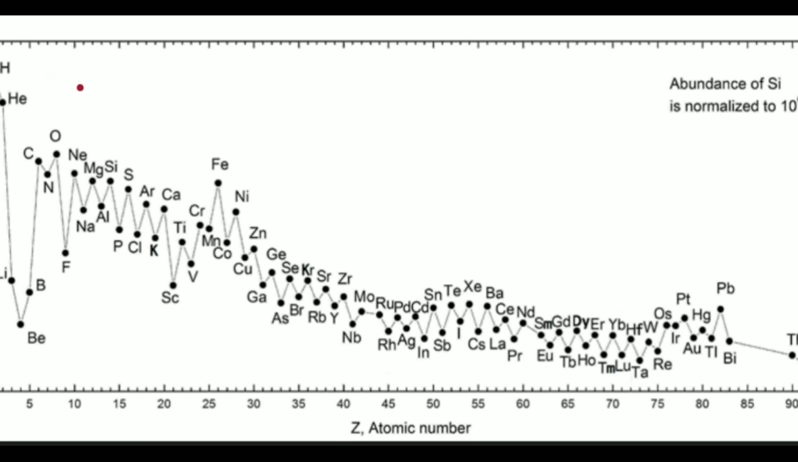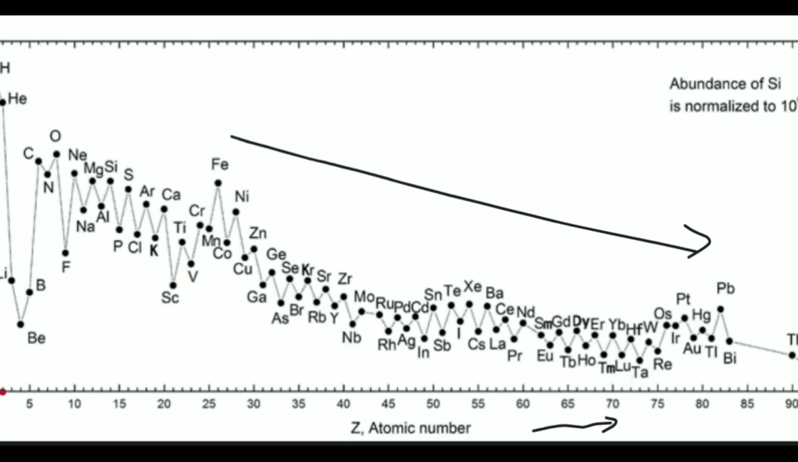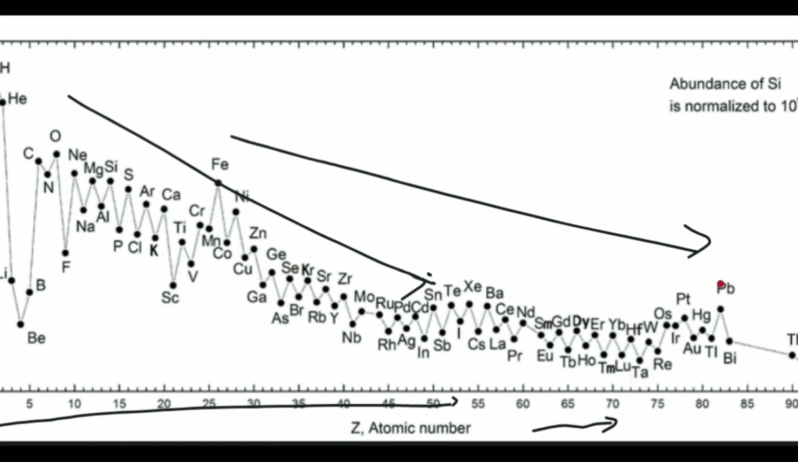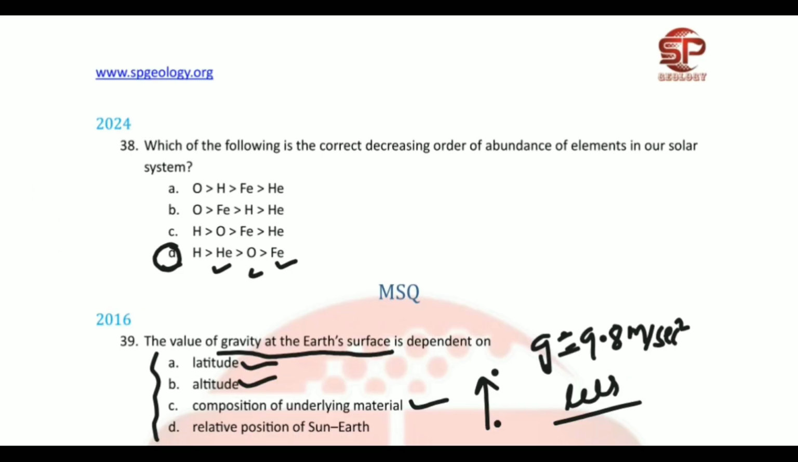Look at the overall evidence: as atomic number increases, abundance decreases. According to the Oddo-Harkins diagram of relative abundance of elements, the most abundant elements are hydrogen and helium. Then the abundance of elements with atomic number 1 to 50 shows an overall decreasing trend. Most of 1 to 50 show a decreasing trend, and the most abundant are hydrogen and helium. So the statement on the abundance of hydrogen and helium is correct. It is also correct.